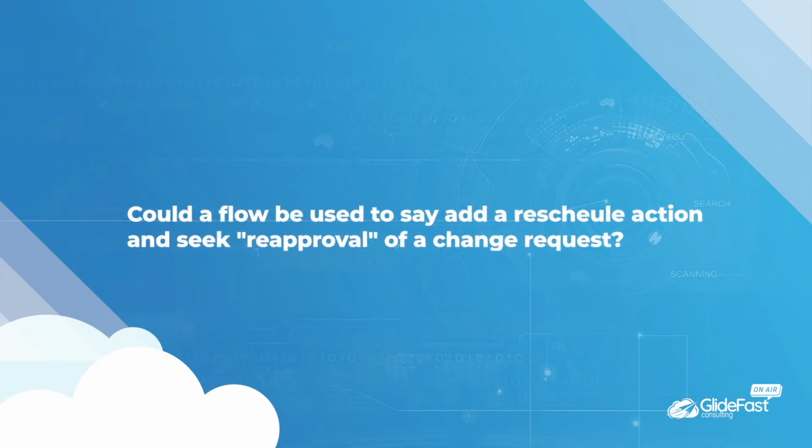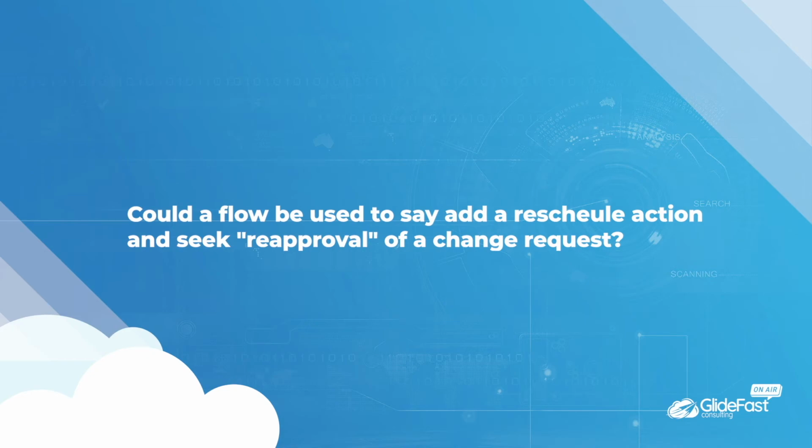Great. And here's another one. Could a flow be used to add a reschedule action and seek reapproval of a change request? I think if it could be used as a subflow that gets generated based on specific conditions of that change, then that's definitely possible. But if it's one flow attached to the entire change, then that goes back to the part I talked about before, where if we do a rollback, it's really better suited outside of Flow Designer. Hopefully that answers your question. Yeah, I think the rollback would be the tricky part of that.